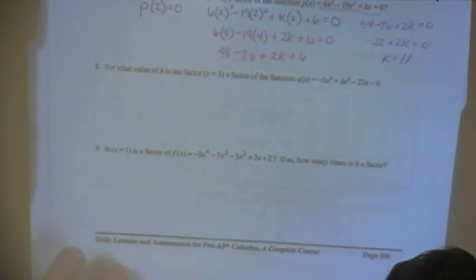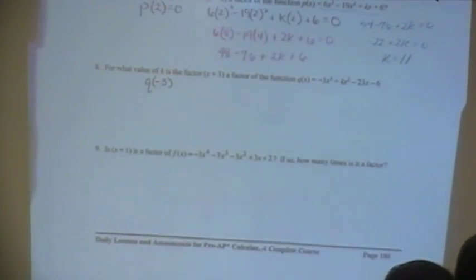They're saying we want this to be a factor, which means the remainder would have to be 0. So this time, just don't forget, this is going to be q of negative 3, because remember, our actual form is x minus a, so this would be a negative 3. Needs to equal 0.